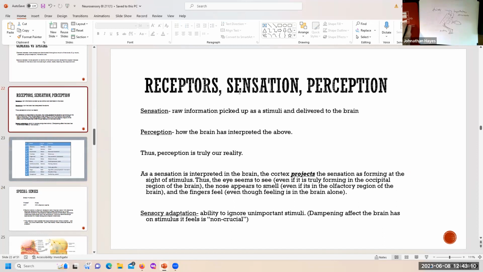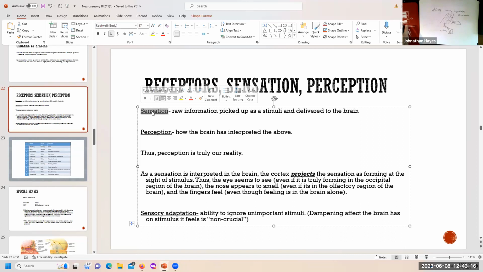This gets into basic definitions of receptor, sensation, perception, which is always nice because if you're doing true neuro, sensation is not a feeling. It's just raw data. Perception is how you feel about it, right? Like, ooh, that feels soft. And somebody else might say, ooh, that feels itchy.